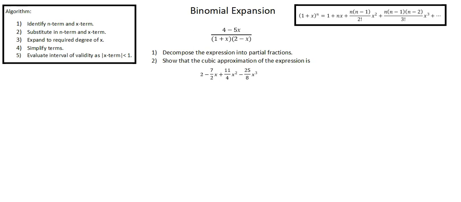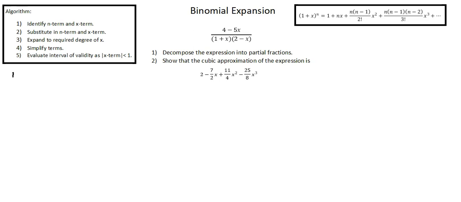Now before beginning with the binomial expansion algorithm, I need to observe that the term I'm dealing with has a product of binomial expressions in the denominator. What this means is we need to perform partial fraction decomposition on this expression before we proceed with binomial expansion. This is an example of our case 1 scenario of binomial expansion.